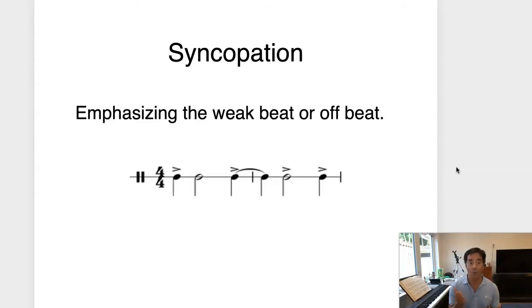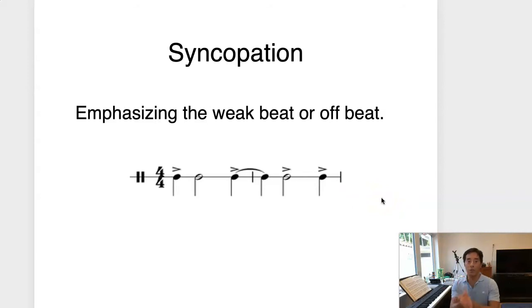You notice it goes 1, 2, 3, 4, 1, 2, 3, 4. So we are only emphasizing this beat as usual. Every other one here is on the weak part, because this comes on 2, this comes on 4, there's the bar line, there's nothing on 1 here, and here's 2, and this is 4. So what does this sound like? Okay, it would sound like this.